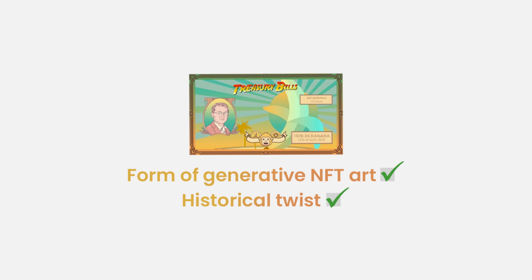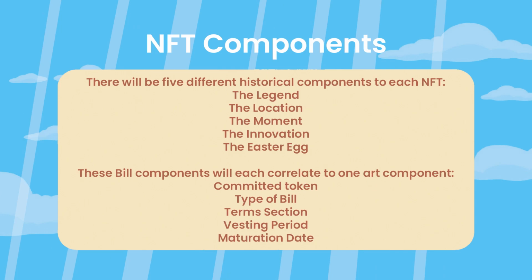The NFT components are these. Each of these components will have 10 options, as well as an OG version mark determined by the maturation date, meaning that there will be 100,000 unique options for your NFT.